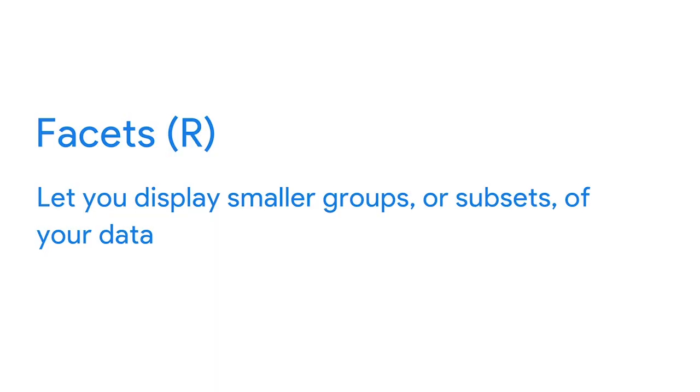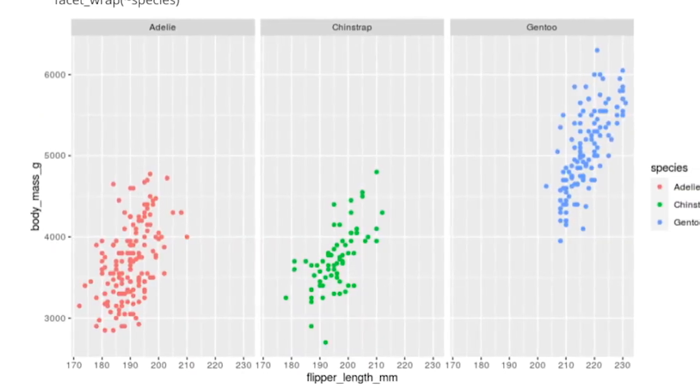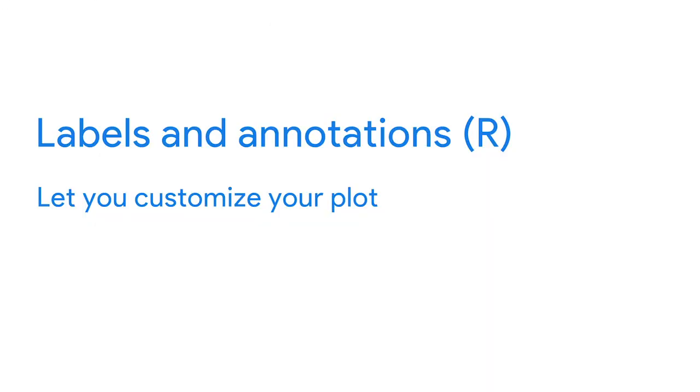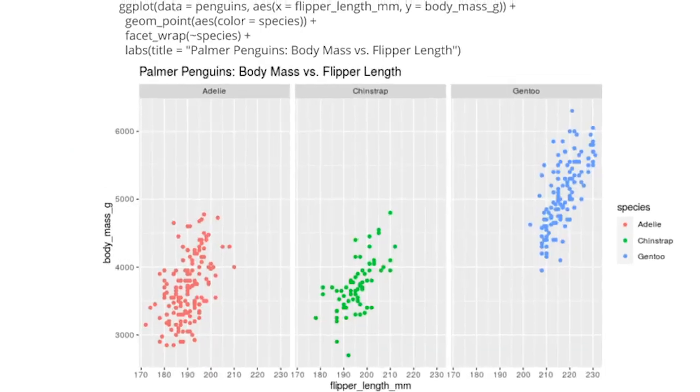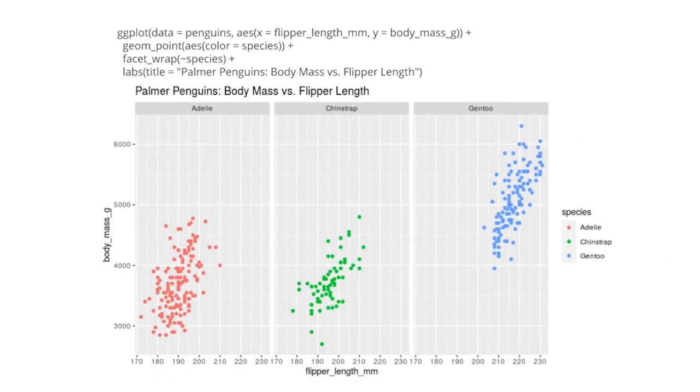Up next, we'll talk about the facet function. Facets let you display smaller groups or subsets of your data. With facets, you can create separate plots for all the variables in your dataset. Finally, the label and annotate functions let you customize your plot. You can add text like titles, subtitles, and captions to communicate the purpose of your plot or highlight important data.